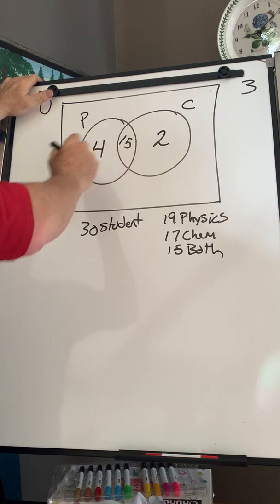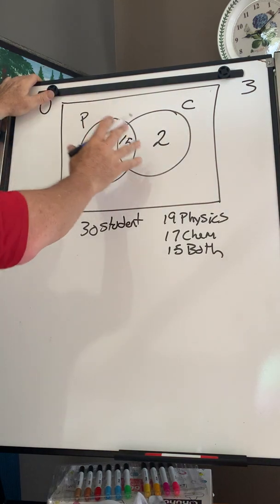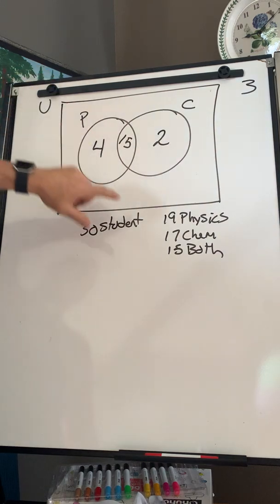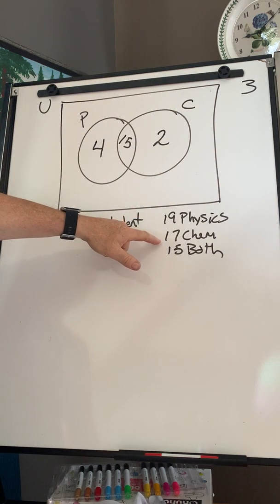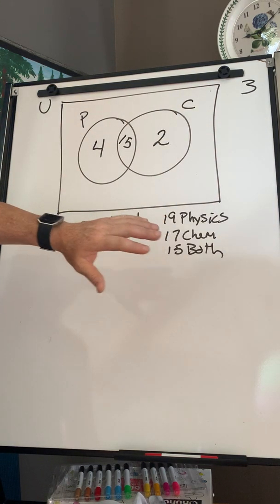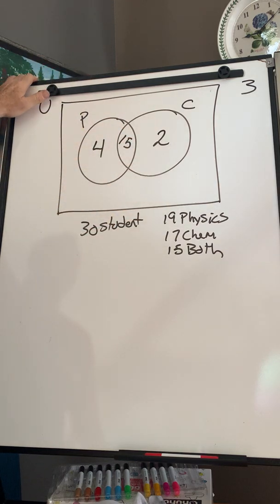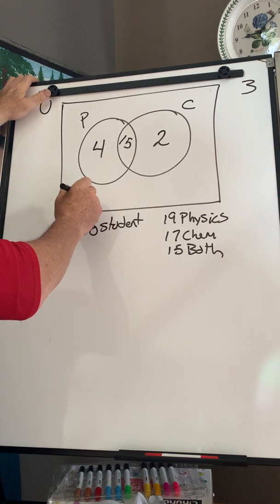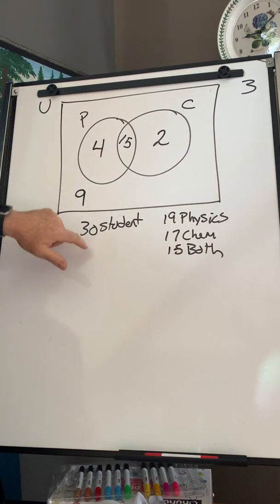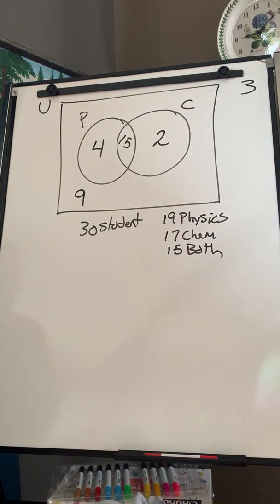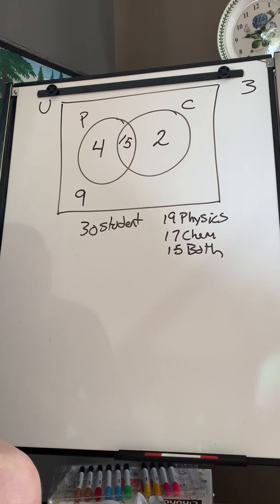And 4 here. Add those up from here, not from down here, because if I take the number of kids in physics and the number in chemistry, all of a sudden I'm already over 30. Well, that messes things up. 15 plus 4, 19 plus 2, 21. That means 9 of the 30 students don't take physics or chemistry. So we've got to answer these questions.